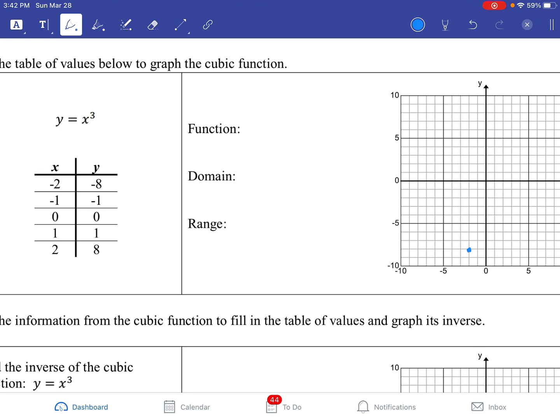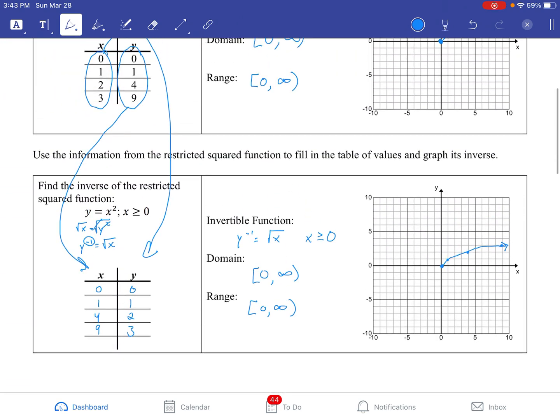We have -1, -1, 0, 0, 1, 1, and 2, 8. Okay, so our graph will look like this. Now, this doesn't need domain restrictions because it's already invertible. Okay, if you remember again from last week, the odd degree functions are invertible, the even degree functions are not, unless, of course, like we looked at the top part, where you restrict the domain.